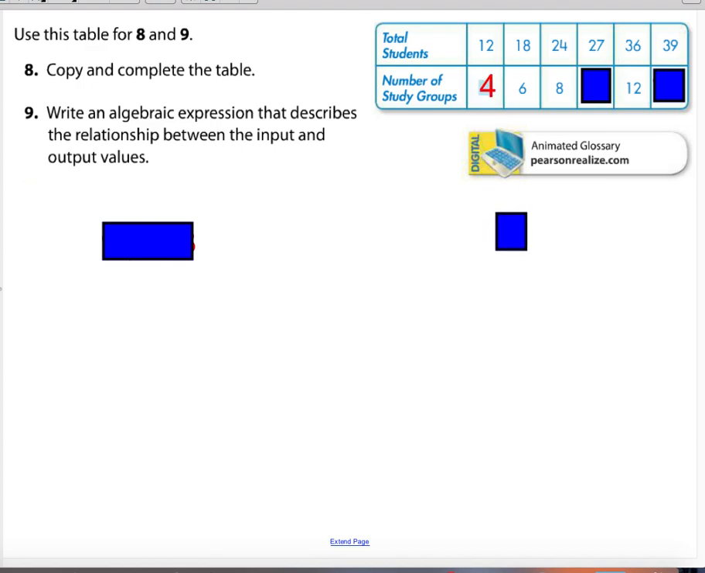How do you go from 12 to 4? Probably through division. 12 divided by 3 is 4, 18 divided by 3 is 6, 24 divided by 3 is 8. This looks like a pattern.